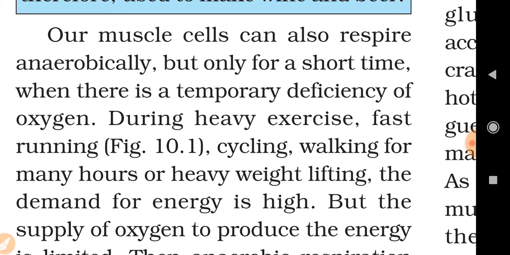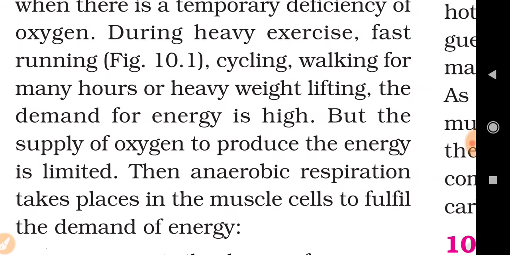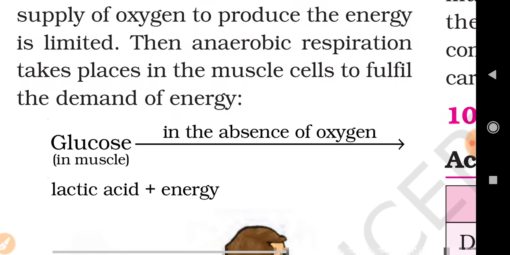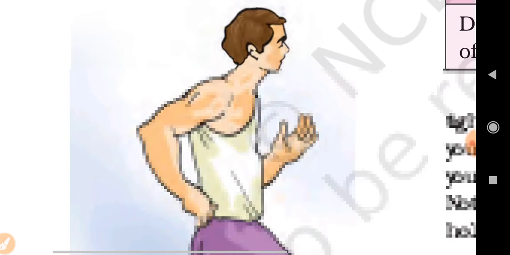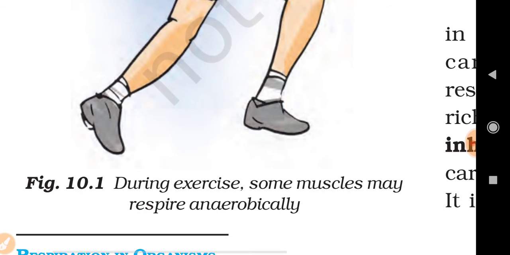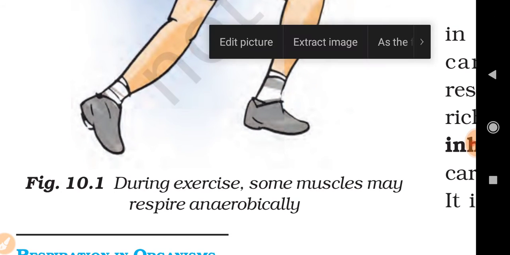When there is a temporary deficiency of oxygen during heavy exercise, such as fast running, cycling, walking for many hours, or heavy weight lifting, the demand for energy is high, but the supply of oxygen to produce the energy is limited. Then anaerobic respiration takes place in the muscle cells to fulfill the demand of energy. In this, glucose, in the absence of oxygen, is converted into lactic acid and energy is produced. During exercise, some muscles may respire anaerobically.